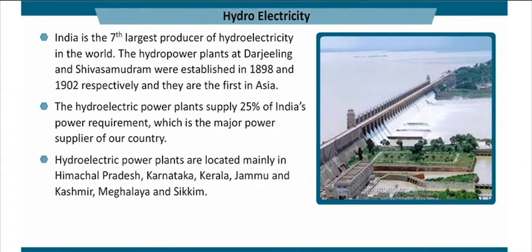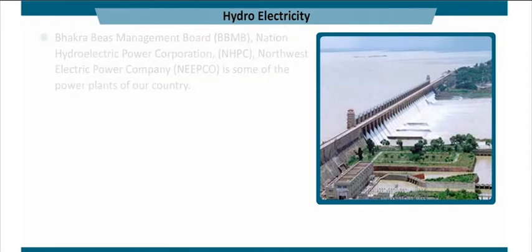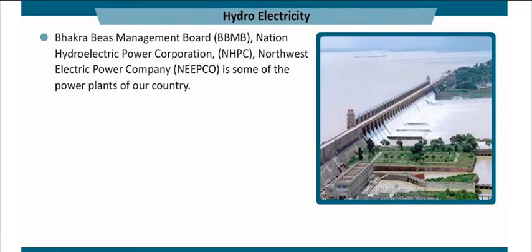Hydroelectric power plants are located mainly in Himachal Pradesh, Karnataka, Kerala, Jammu and Kashmir, Meghalaya and Sikkim. In Kerala, most of the power it generates is from hydropower plants. Bhakra Beas Management Board, National Hydroelectric Power Corporation, and Northwest Electric Power Company are some of the power plants of our country.